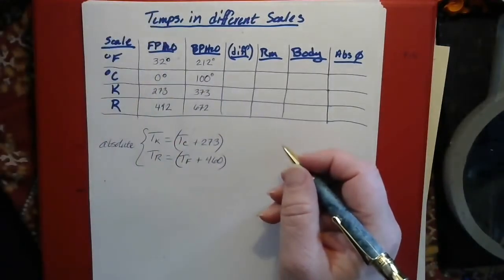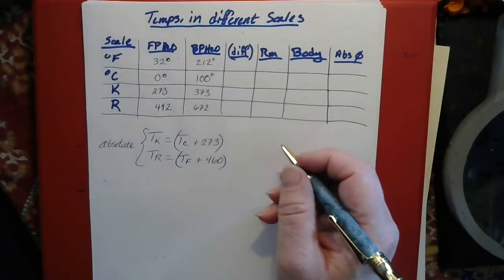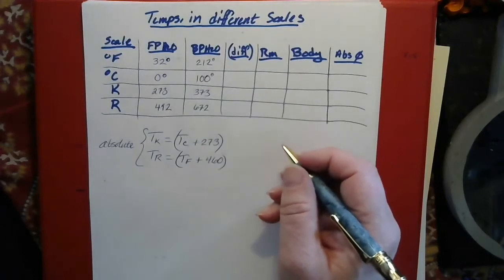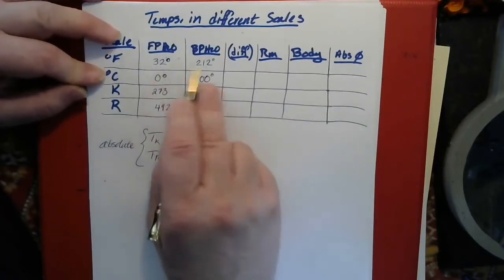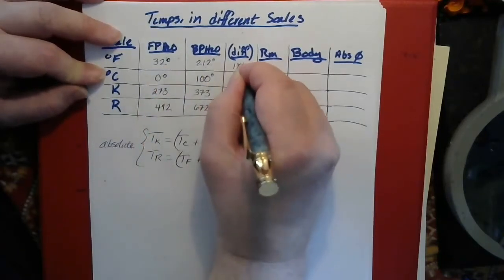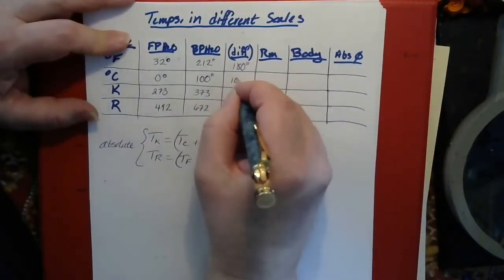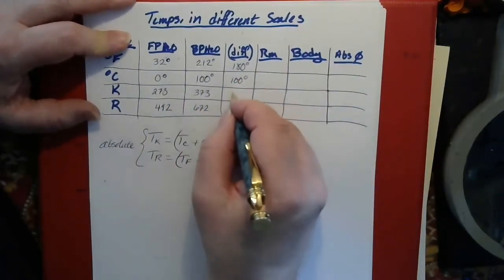Now, something that might be interesting for future reference would be to look at the difference between the freezing point and boiling point of water, because it's the same phenomenon no matter how you're measuring it. So it could be instructive to look at what the difference in temperatures is between the freezing and boiling point of water on different temperature scales. Okay, so the difference between 212 and 32 would be 180 degrees. And obviously the difference between 100 and 0 is 100 degrees. Difference between 373 and 273 is 100.